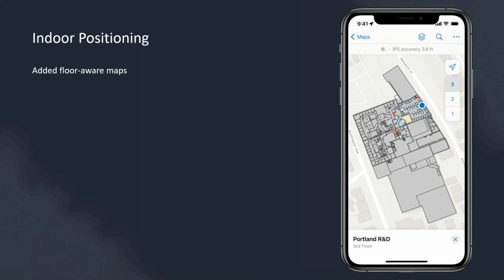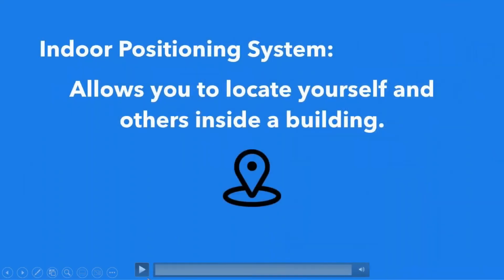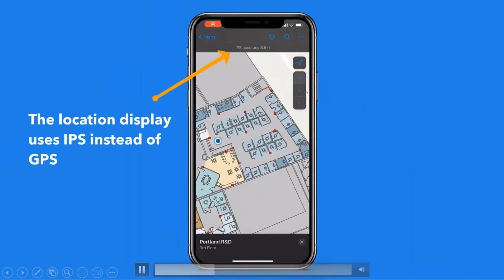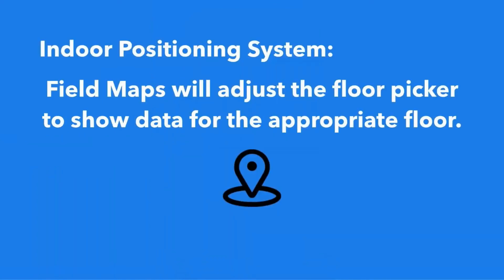So next, to understand more, my colleague will show you the demo. An indoor positioning system allows you to locate yourself and others inside a building in real time. When you load a map with indoor data and IPS is set up, the location display will automatically use IPS instead of GPS to generate your location. When you move between floors, Field Maps will automatically adjust the floor picker to show data for the floor you are currently located on.